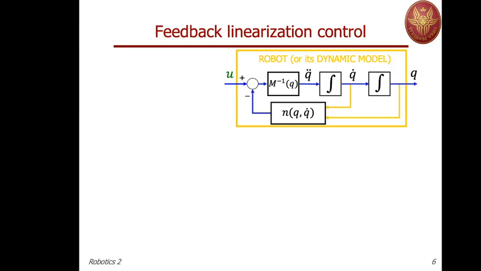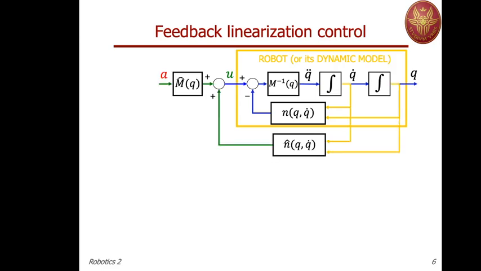Now the feedback linearization control achieves its goal in two steps. First, we use the actual measurements Q and Q dot, if we don't have Q dot directly measured by tachometers, like is always the case. We can estimate this from numerical differentiation of the encoder measurement as usual.